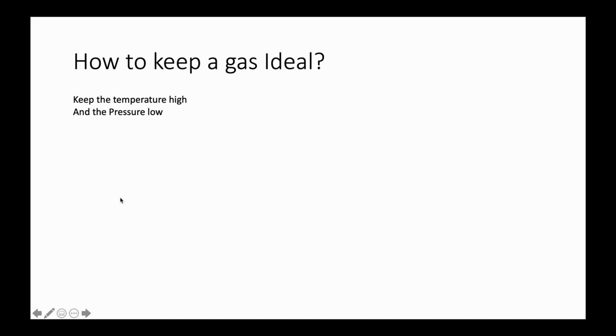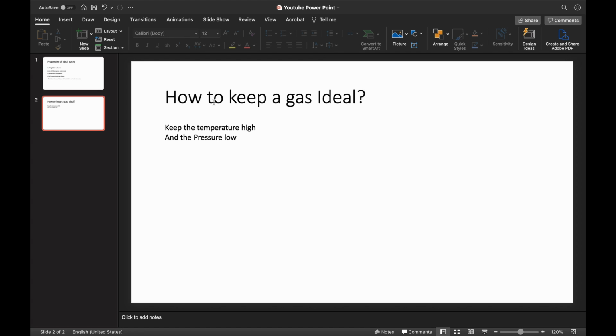Now, next one is how do you keep a gas ideal? It's pretty simple. You keep the temperature high and the pressure low. Now, ideal gases are most ideal at lower pressure. So the lower the pressure, the more ideal a gas is. Keep that in mind.